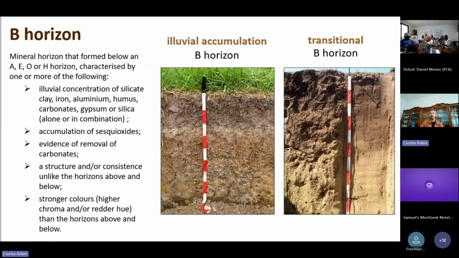For example, if clay has moved downward in the soil profile and has accumulated in the subsoil, we have a so-called BT horizon. If iron or aluminium have accumulated in the subsoil, we may have a BS horizon. We are going to see it later. It is also important to understand that not every B horizon is the same. Some B horizons are clearly illuvial, that you can see on the left side of the screen, in which clay has accumulated in the subsoil, and others are more transitional, that you can see on the right side of the screen.